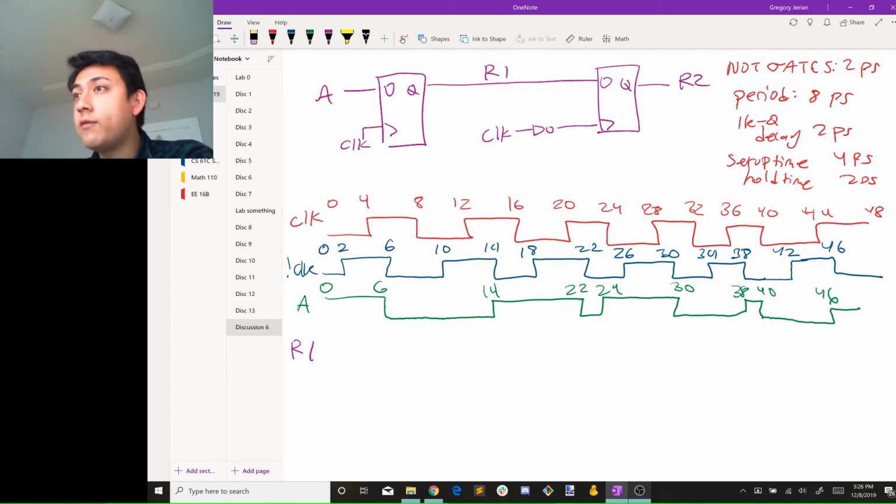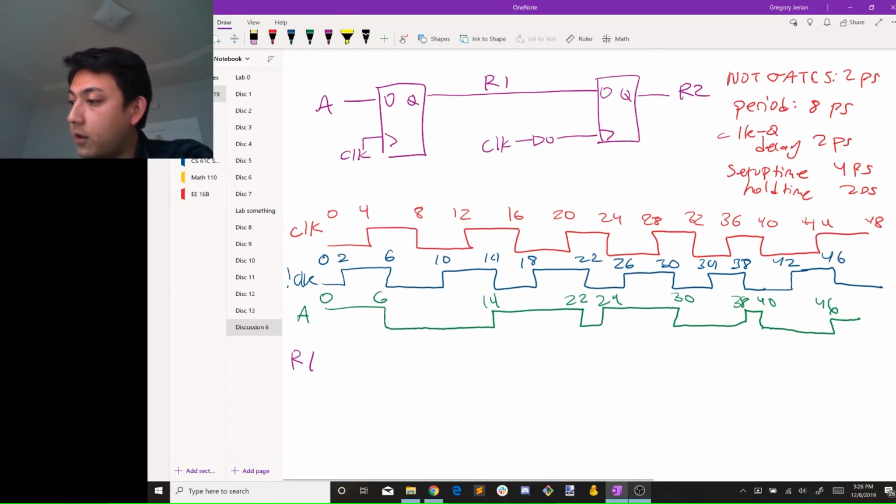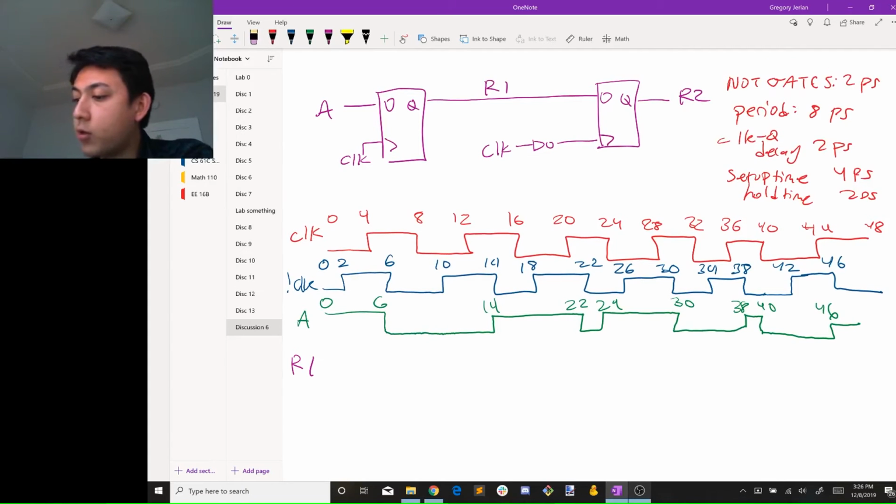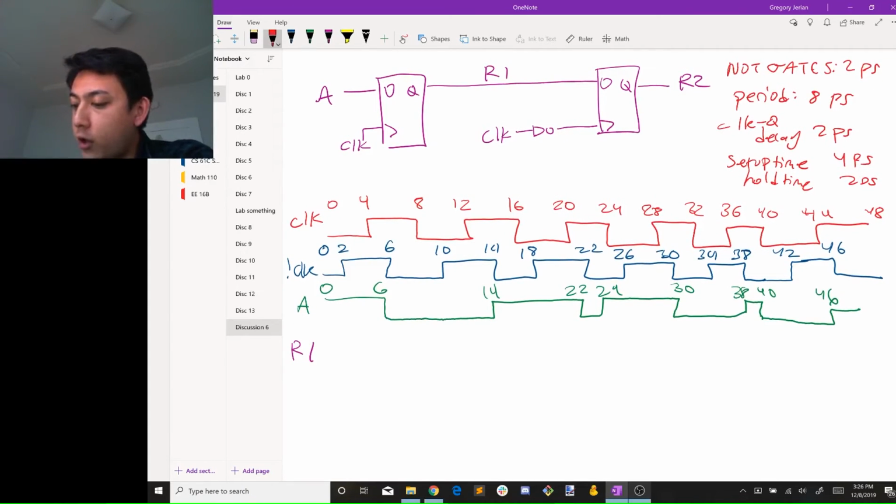And as you can see, we've given you the clock. So here's the clock. It goes from 0 to 48. And then here's the not clock, which goes from 0 to 48 as well. And as you've probably noticed, the not clock is not actually the not clock. It's the not clock shifted by 2. The reason it's shifted by 2 is because there's a 2 picosecond propagation delay of the not gate right here. So the not clock would actually be high, low, high, low, high, low. But because the not gate takes 2 picoseconds, we have to shift this whole thing to the right by 2 picoseconds. And we end up with this not clock over here.